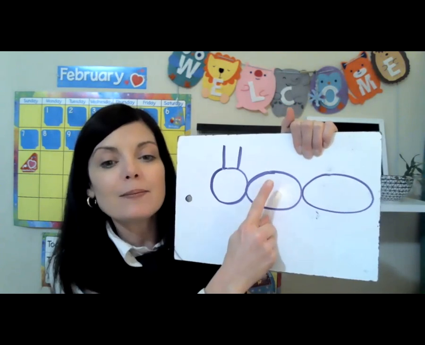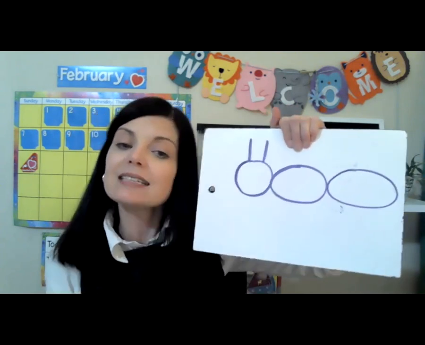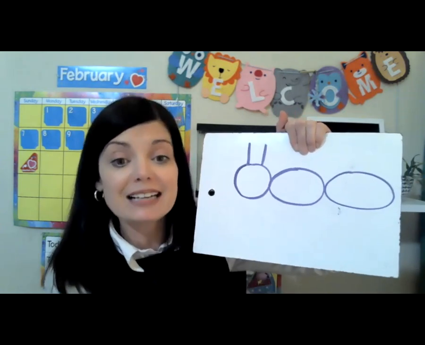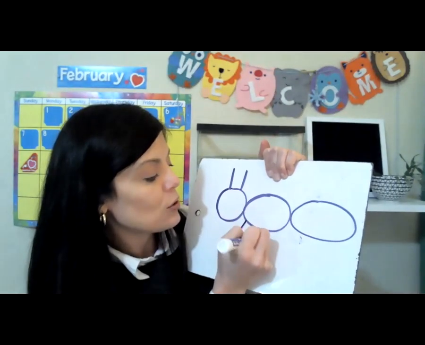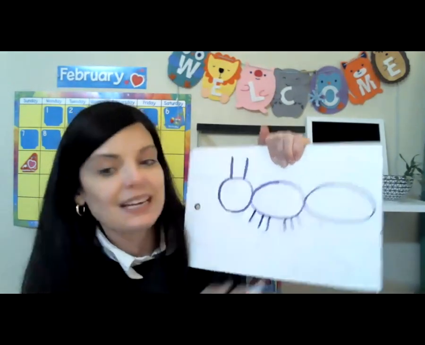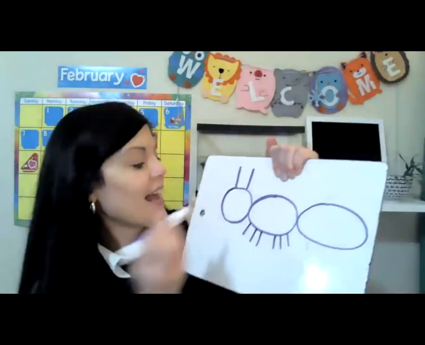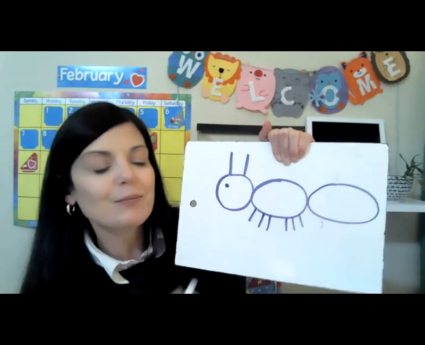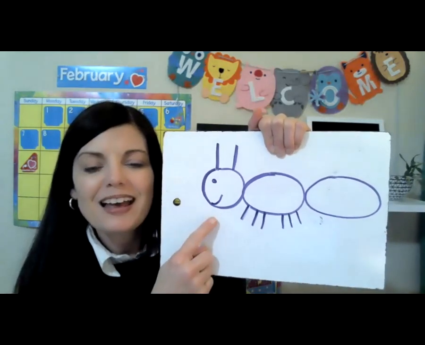Now right here in the middle, that's where the ant's legs are. An ant is an insect, and insects all have 6 legs. So let's draw 6 legs right here in the middle. 1, 2, 3, 4, 5, 6. So there you have it. We made an ant using ovals and a circle. I think I'm going to give my ant a little happy smile.